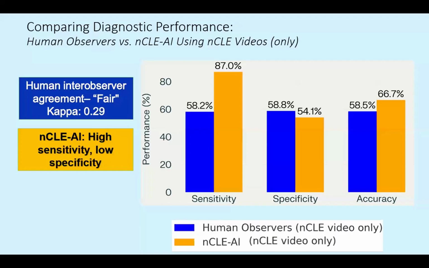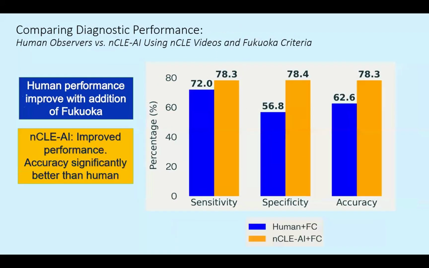When you compare just looking at the endomicroscopy video for dysplasia classification as low grade and high grade, humans generally had about 58% sensitivity, specificity, and accuracy. Comparatively, nCLE achieved a higher sensitivity, but the specificity was a bit compromised. What was interesting was that once we added the Fukuoka variables, the human performance went up marginally, but the AI performance with the combined model went up significantly, reaching a fairly well-optimized sensitivity, specificity, and accuracy. Now, this analysis was before the Kyoto guidelines came out.